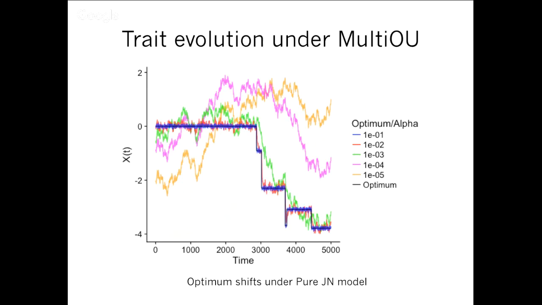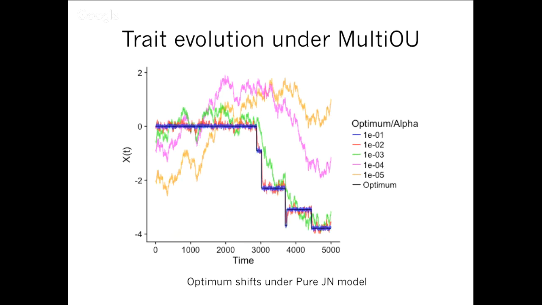Another class of models that's very similar to these pulse models of evolution are called multi-peak OUs or multi-OUs. How these models work is that you have an Ornstein-Uhlenbeck process, and the Ornstein-Uhlenbeck process is attracted to some adaptive optimum, but the adaptive optimum is not necessarily constant with respect to time. So here are some simulations I did where I have an optimum in black.